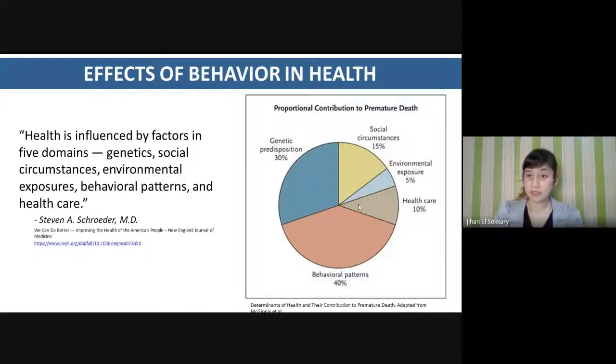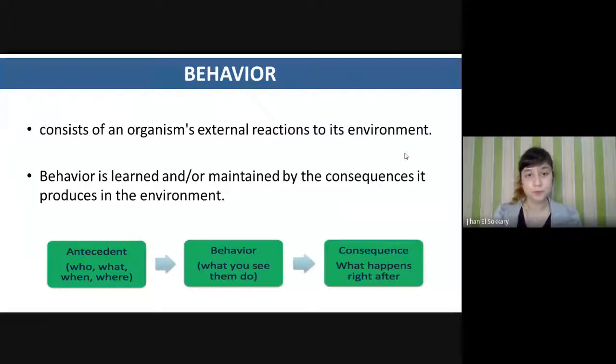Now, as you can see, this is a pie chart wherein we could see that the majority of the contribution of premature death is related to the behavioral patterns of our clients or our patients. Although genetic predisposition, social circumstances, environmental exposure, and healthcare also play a role, the biggest bulk would be seen in the behavioral patterns of each individual.